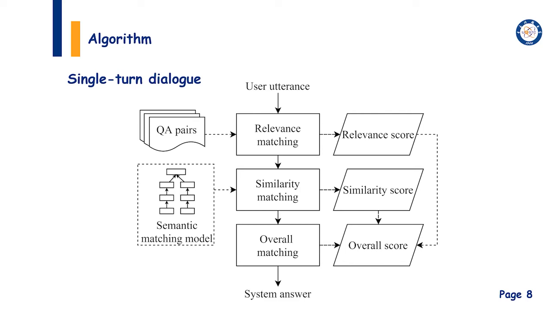In the first stage, a group of relevant questions are retrieved through relevance matching. In the second stage, the similarity between the retrieved questions and the user utterance is computed using a similarity matching technique. Finally, the overall score of each retrieved question is computed by combining the scores obtained in the 2 stages, and the question with the highest score is selected as the question of best match.